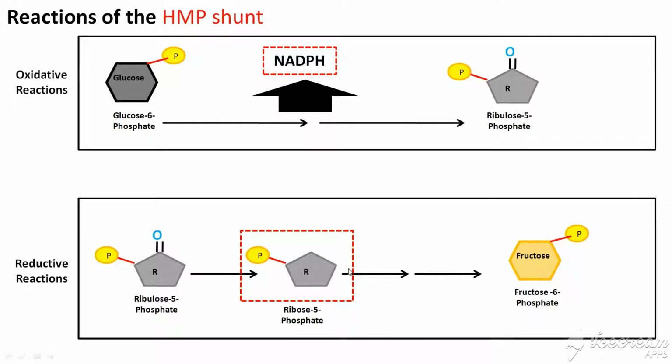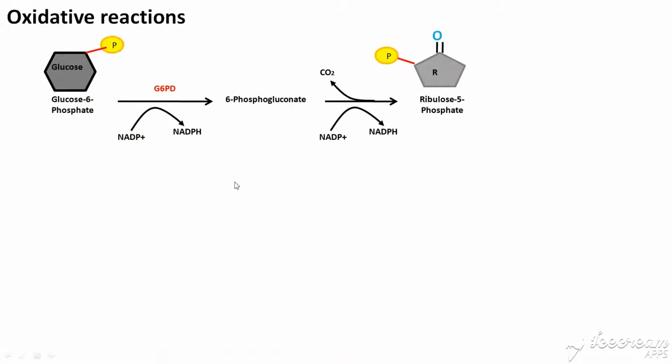Now, one of the intermediate byproducts is going to be ribose 5-phosphate. Now, this reaction can halt at ribose 5-phosphate, and this ribose 5-phosphate can be used by the cell for purine and pyrimidine synthesis, or it can continue to form fructose 6-phosphate that could re-enter the glycolysis pathway. So now we're going to discuss the oxidative reactions in a bit more detail.